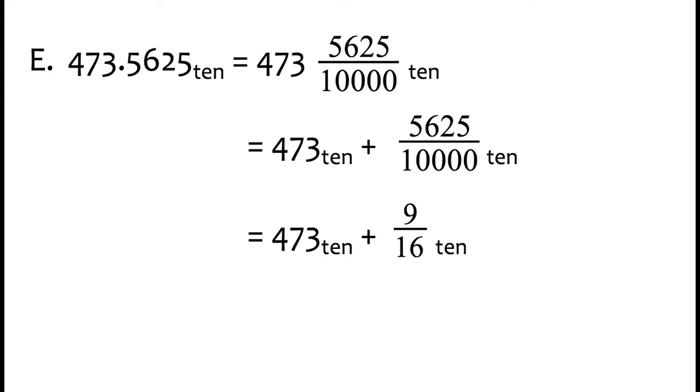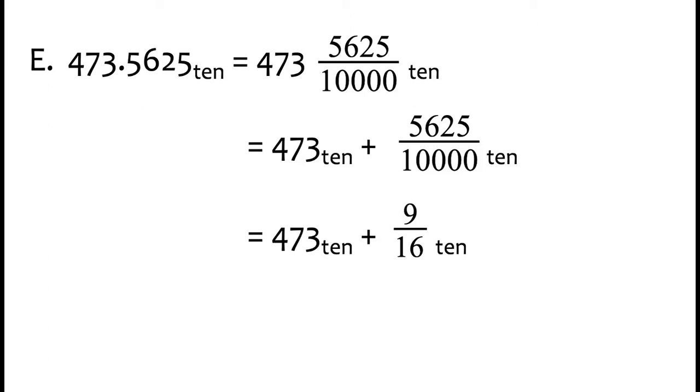Then the last question, which is E, we have to convert 473.5625 base 10, 473.5625 denary, to base 2. The first thing is you change the decimal number to a fraction. We have 473 whole number, 5625 divided by 10,000, because there are 4 digits after the decimal place.